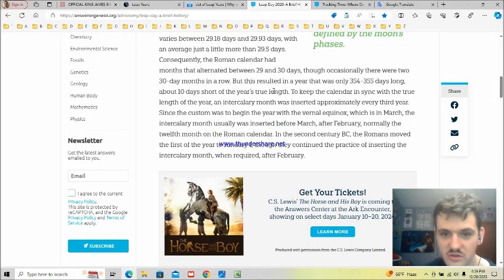They added days to sync the calendar with the true length of the year, and to carry a month, they tried to do this every third year. Since the custom began the year with the vernal equinox, which was in March, they carried it out, usually anticipated before March and after February. In the second century BC, the Romans moved the start of the year to January 1st, and they continued the practice of inserting a month after February.